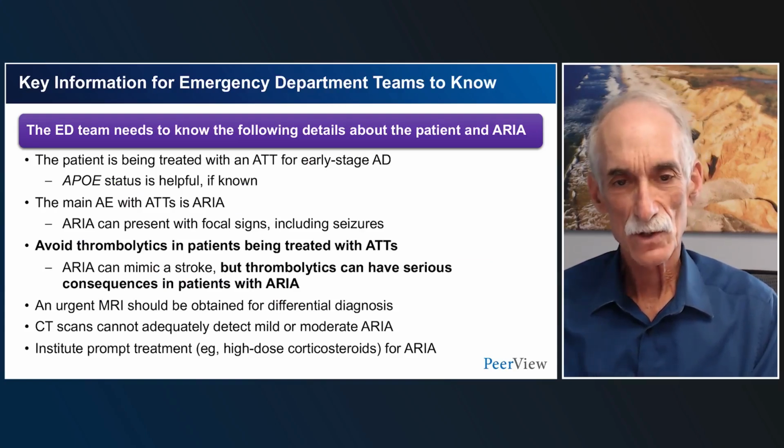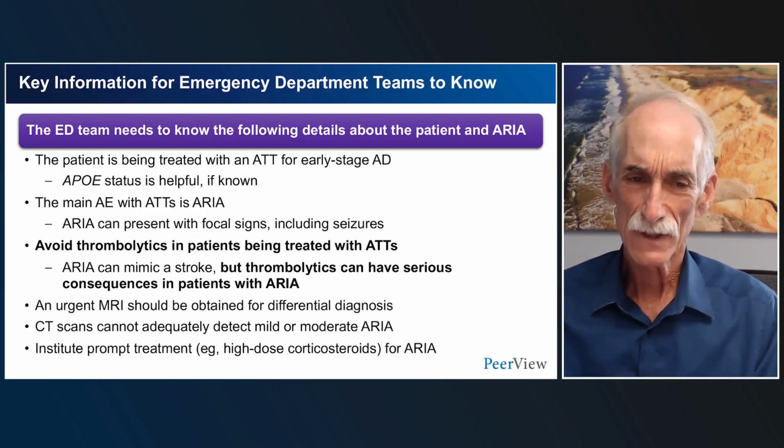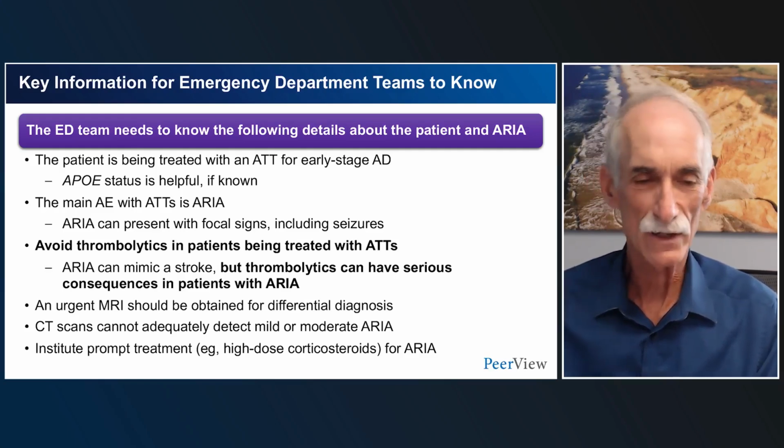Okay, what should the emergency team know? In case the patient does need to go to the hospital, it's helpful for them to know that the patient is on an amyloid-lowering drug, and that if there are focal signs, ARIA can present as a stroke, so they need to have that in the differential. If they know the APOE status and how long the patient has been on treatment or any prior episodes of ARIA, that's helpful. That may or may not be available.